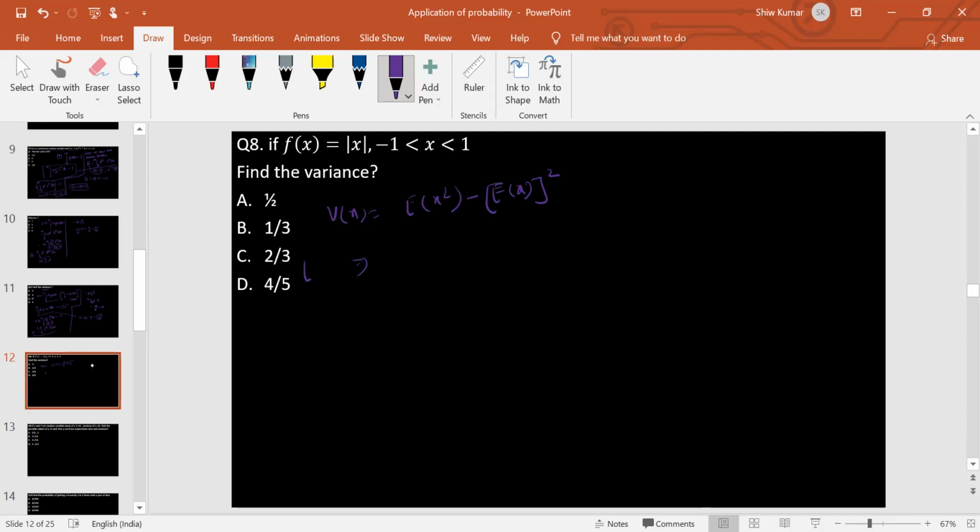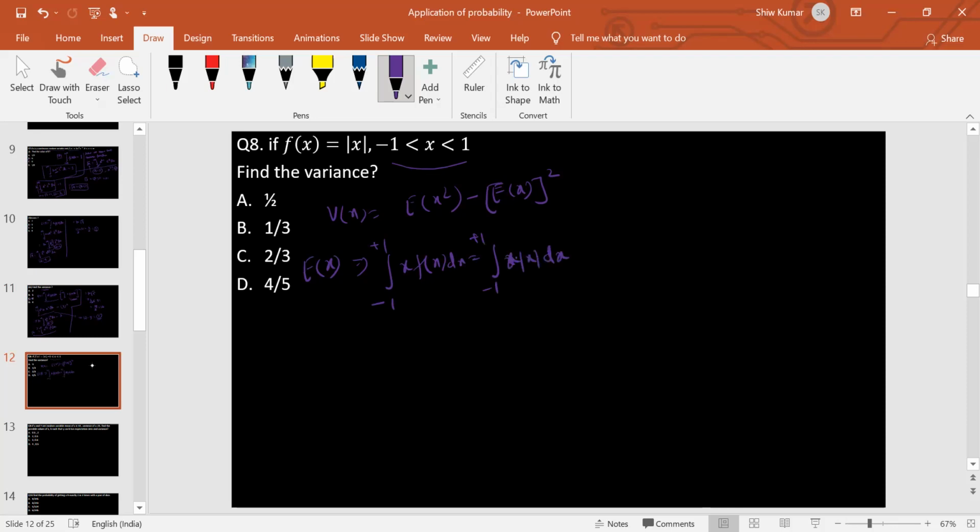So first of all, we'll check this one. How will you find the expectation? The expectation we can say directly from -1 to +1, because this function is valid from -1 to +1, and it is x into f of x dx. From -1 to +1, x into f of x, which is mod x, into dx.